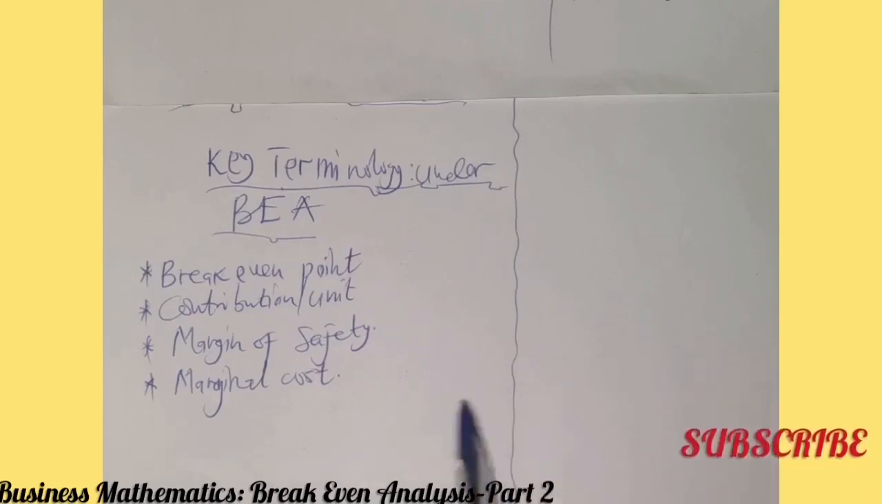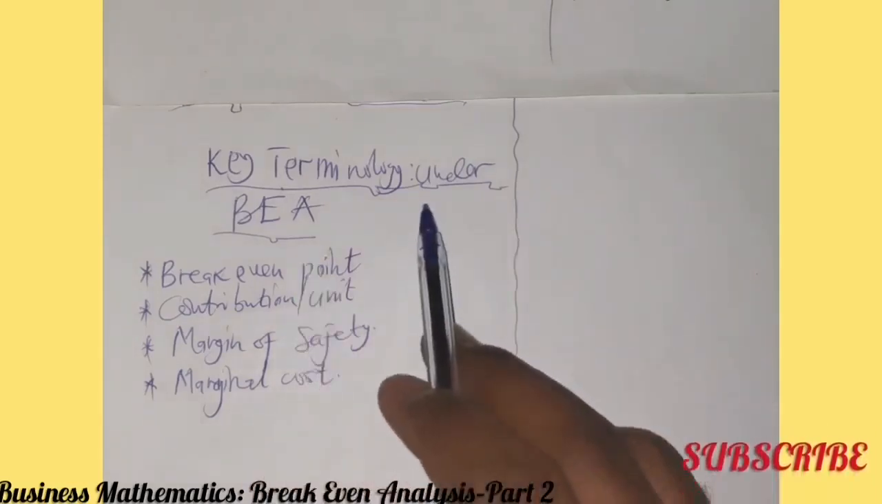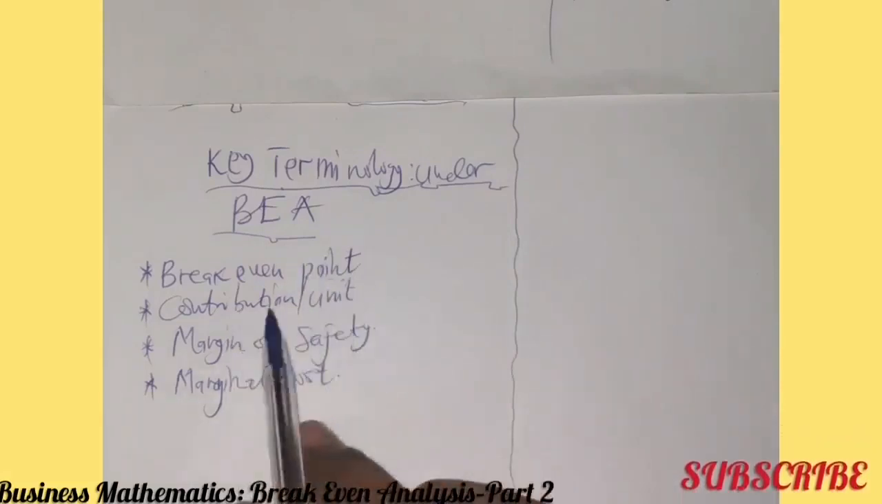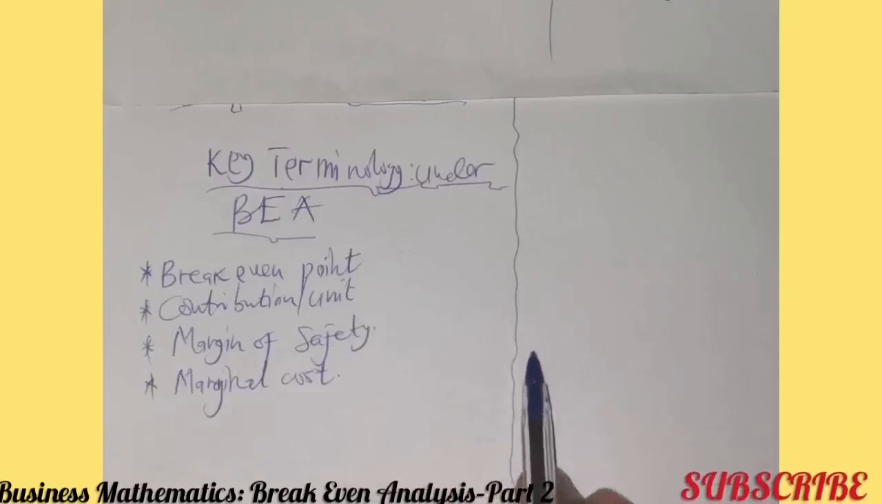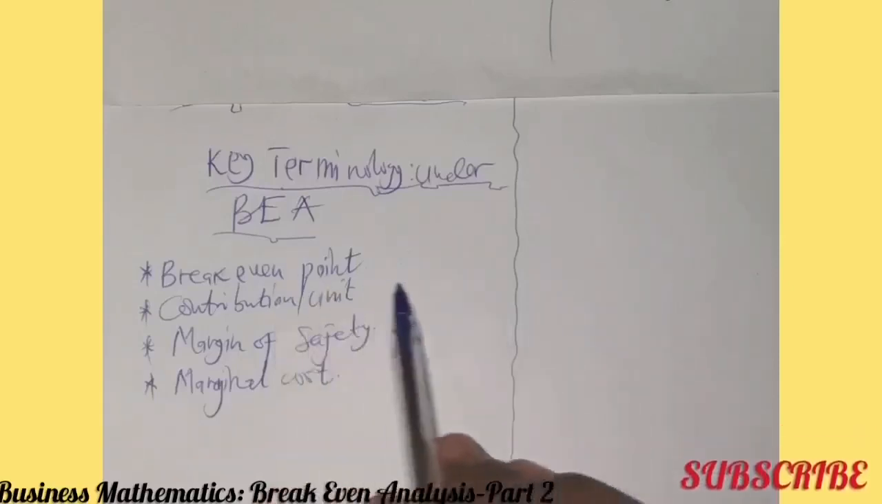So we're going to look at these key terminologies under break-even analysis. We're going to be talking about break-even point, contribution per unit, your margin of safety, then marginal cost, right? So let's start with break-even point.